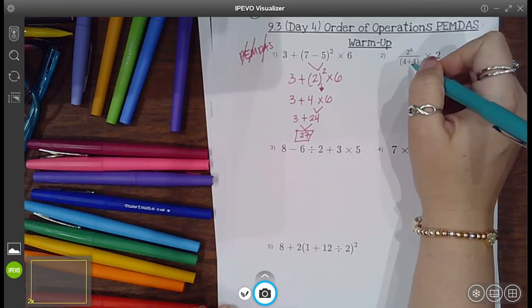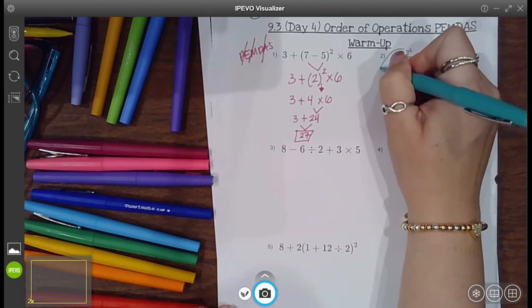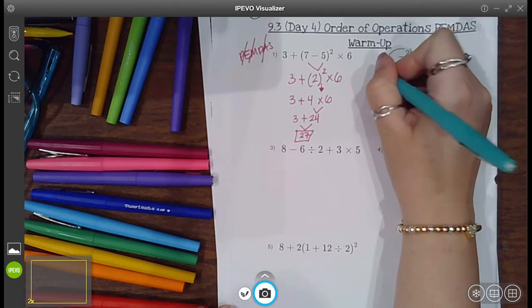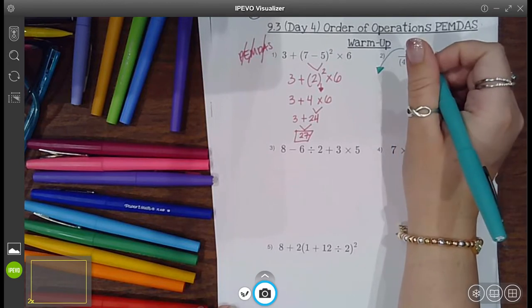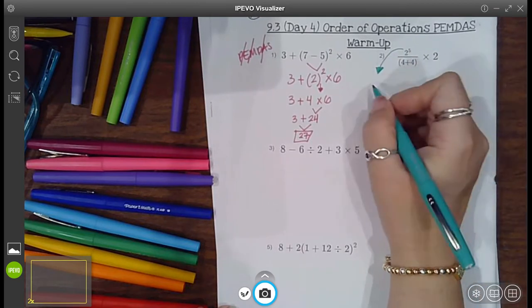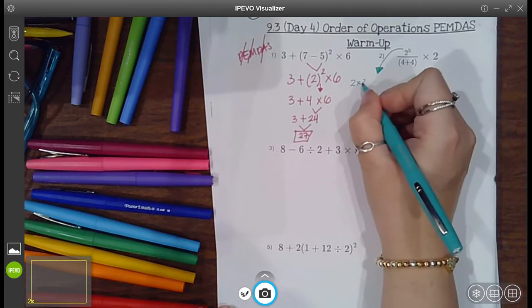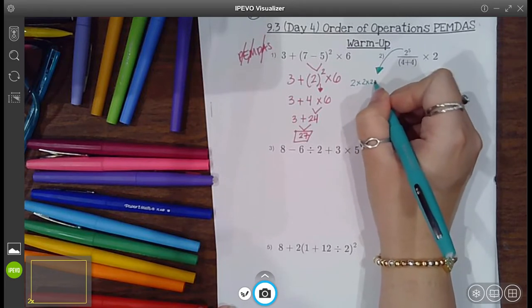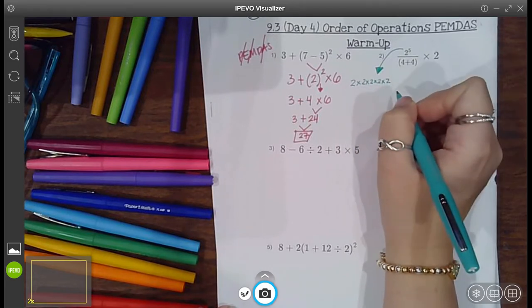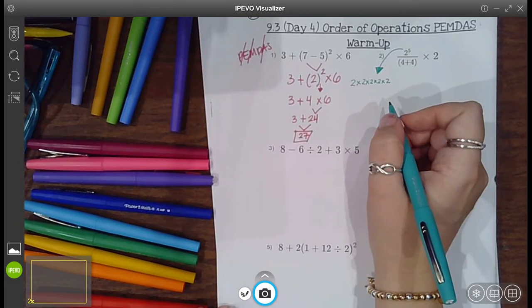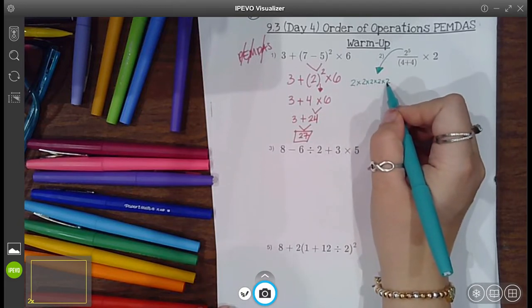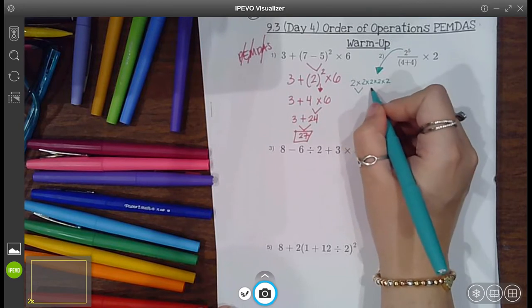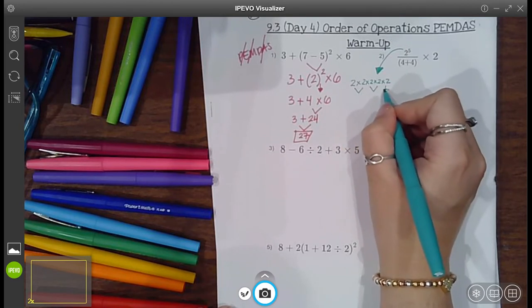So the numerator, let's focus on that first. Okay, that is not 2 times 5. It is 2 times itself 5 times. So 1, 2, 3, 4, 5 twos. And just to be safe, before you start multiplying, count that you have the right amount. 1, 2, 3, 4, 5. Okay, and then 2 times 2, 2 times 2, and then that 2.